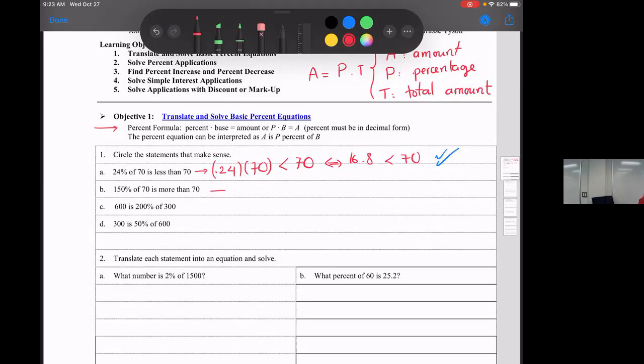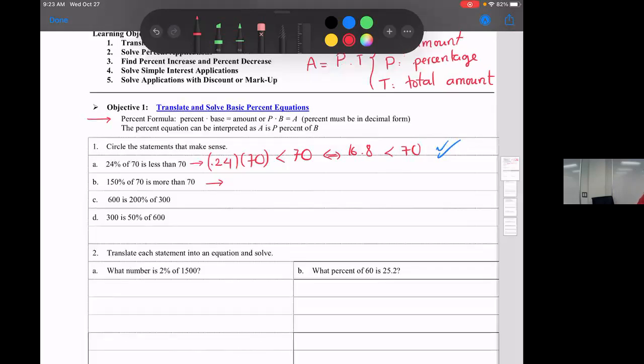For the next statement, 150% of 70 is more than 70. Again, I'm going to translate into a math inequality, and then I'll see if the left hand side is true. So 150%, if I change it into decimal, what is it? 1.5, good. 1.5 of, meaning multiply, 70, is more than, meaning greater than 70, and I'm going to check. 1.5 times 70 is 105. Is 105 bigger than 70? Yes.